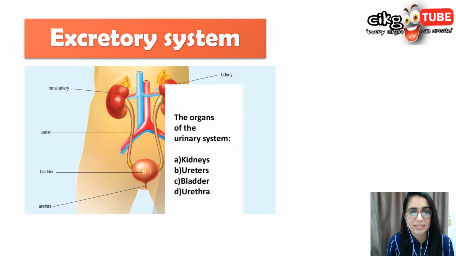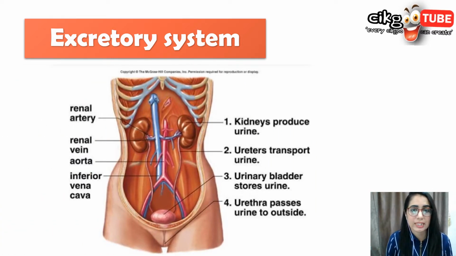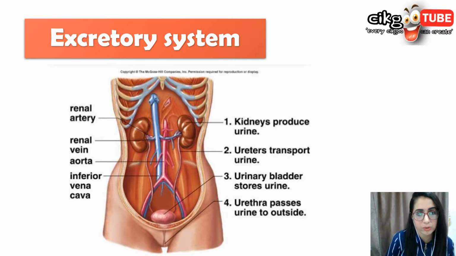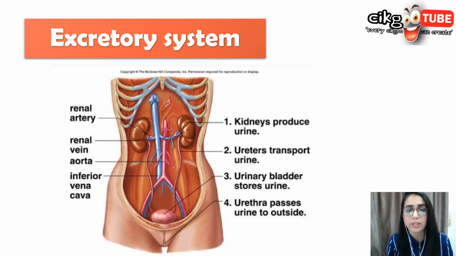The excretory system plays an important role in homeostasis. The primary organ for the excretory system is the kidneys, but we also have the ureter, bladder, and the urethra. Here we are just going to focus on the kidneys. The kidneys produce the urine, the ureter transports the urine, the urinary bladder stores the urine, and the urethra passes the urine outside of the body.